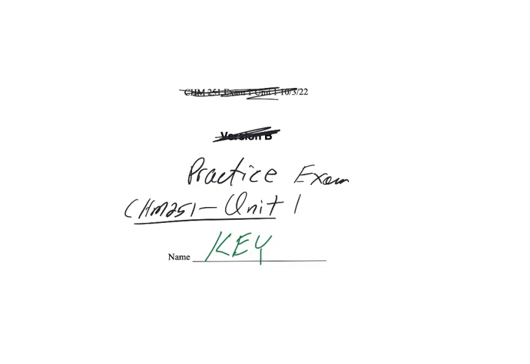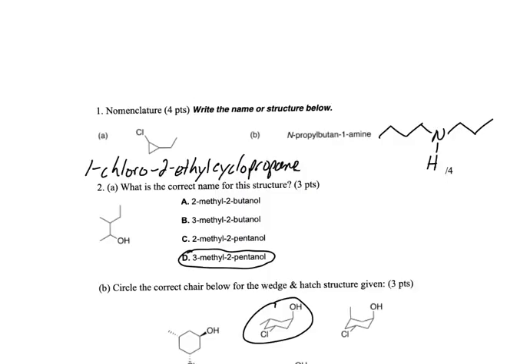All right, so we're taking a look at the practice exam for Chem 251, Unit 1. The first couple here are nomenclature: write the name or structure below. First one, the most important thing for these cyclic rings is to find the ring; the ring is always the parent chain.